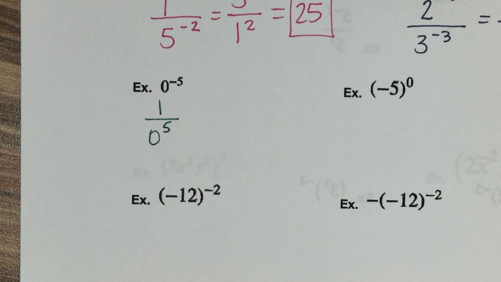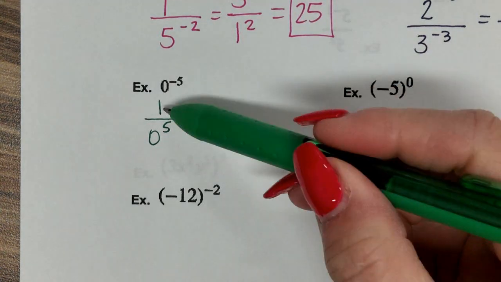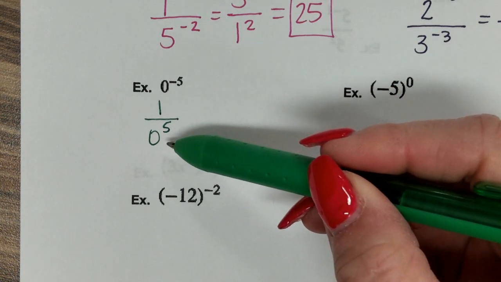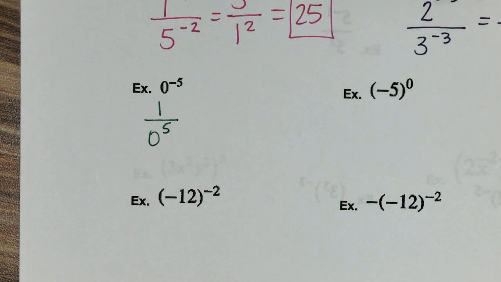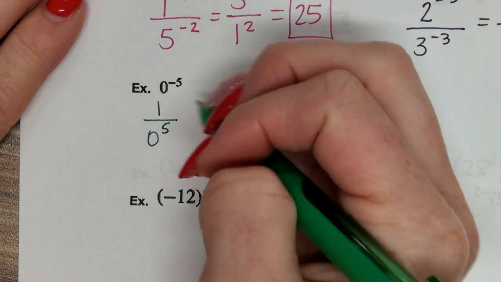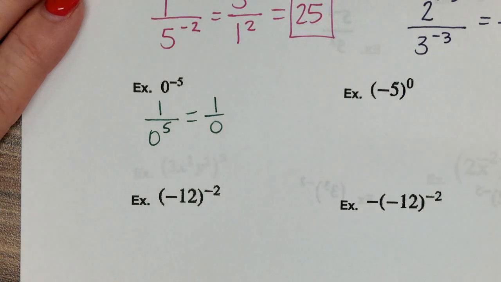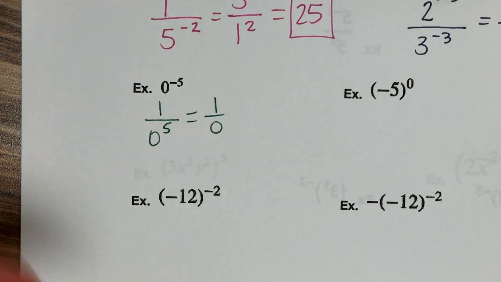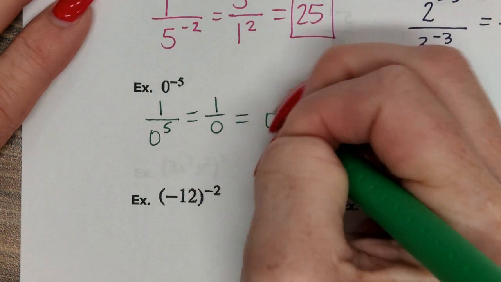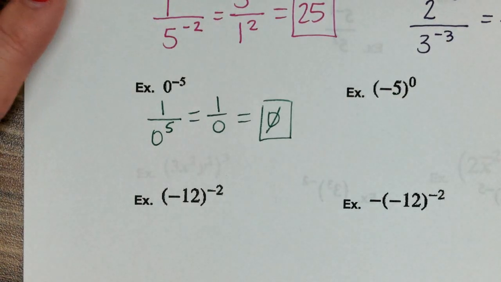Somebody tell me about this problem. This is a numerator. This is a denominator. It's no solution. Why? You cannot have 0 as a denominator. So this is 1 over 0, because 0 times 0 times 0 times 0 times 0 is 0. And you cannot have 0 as a denominator.